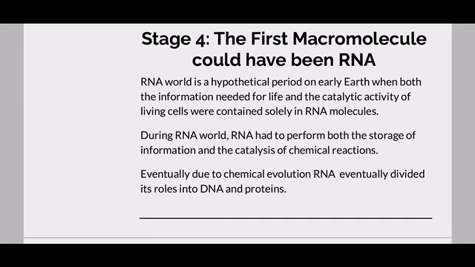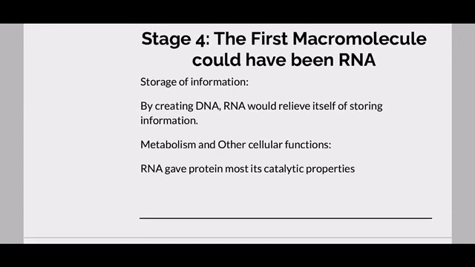And then eventually, due to chemical evolution, RNA divided its roles into proteins and DNA as we know it now. By creating DNA, RNA would relieve itself of storing information. Then DNA only focused on that information and strengthened its strands by making them harder to break. RNA strands used to be weaker. And then RNA gave proteins its catalytic properties.